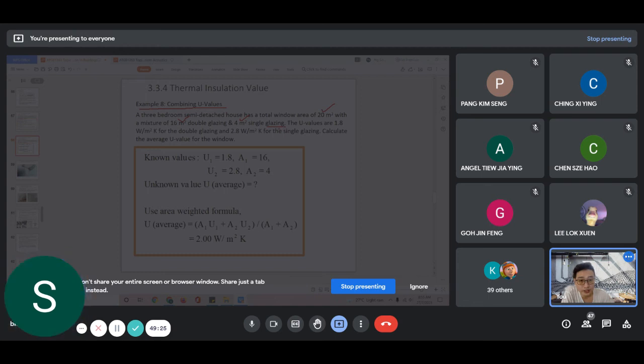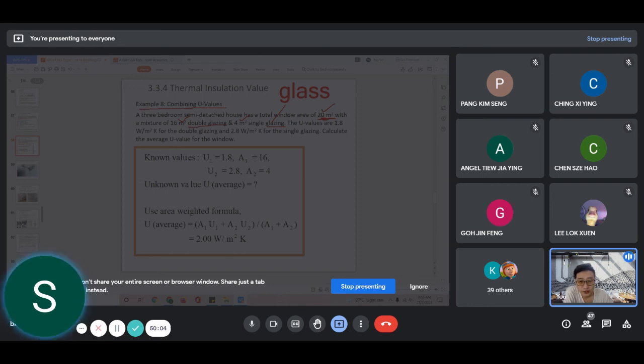So this glazing, if you add up together 16 and 4, they are 20 meters. They are actually glass. So this is glass. This is 16, 4. They are all glass. It's just the insulation layer of these glasses. So this glazing is the insulation of these glasses. So if you add them together, they are equal to 20 meters square. They're actually part of the glasses.